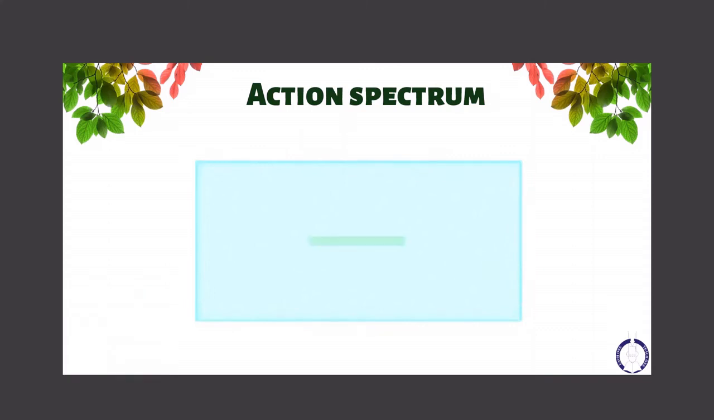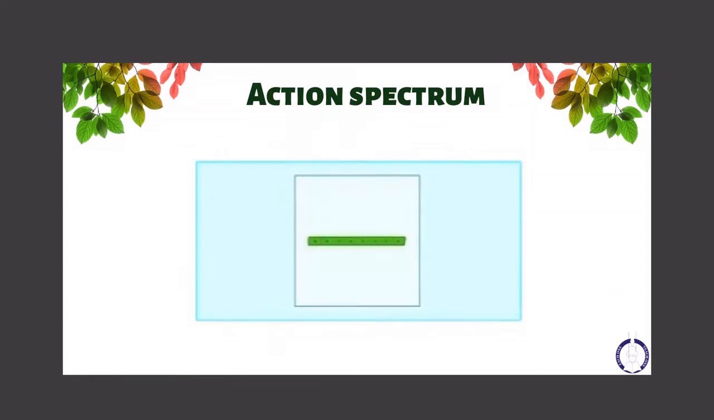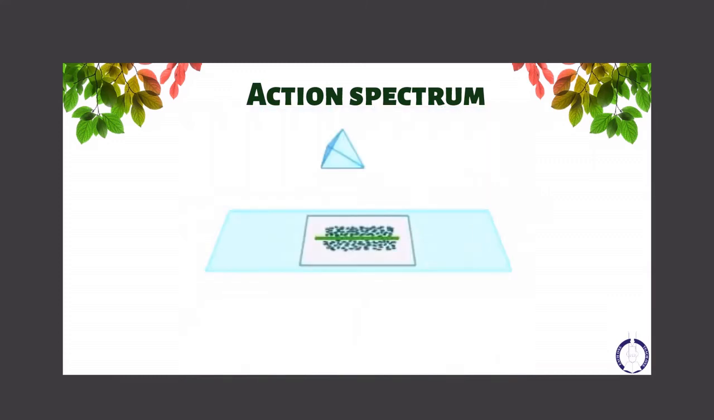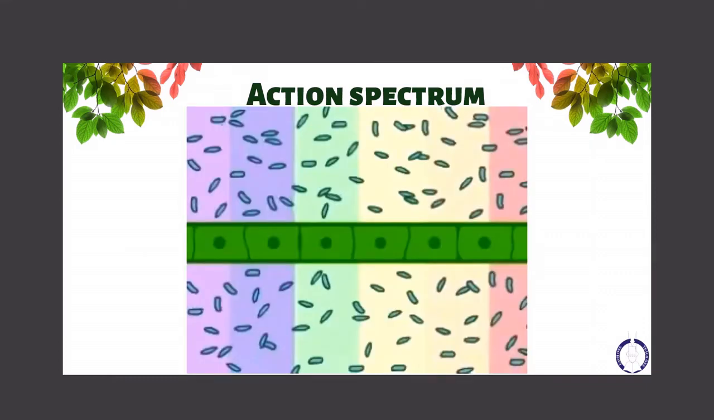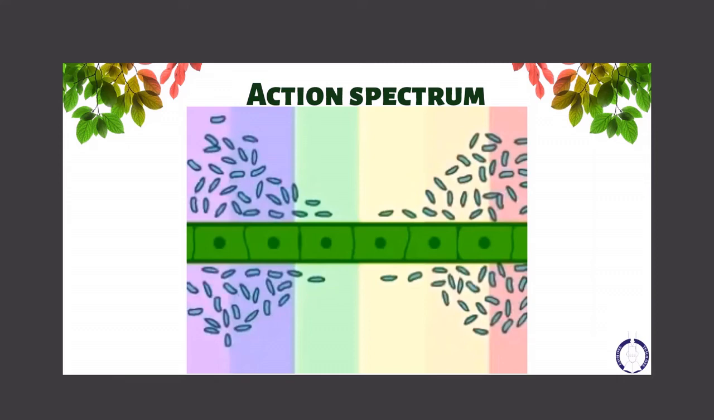Engelmann placed a strand of the green alga Spirogyra on a microscope slide. He added water that contained oxygen-requiring bacteria. The bacteria distributed themselves randomly on the slide. Engelmann placed the slide on a microscope and illuminated it using light filtered through a prism. This breaks up light into its component wavelengths. Over time, the bacteria were attracted to areas where oxygen was being produced by photosynthesis. This was primarily where violet and red wavelengths crossed the algal strand.